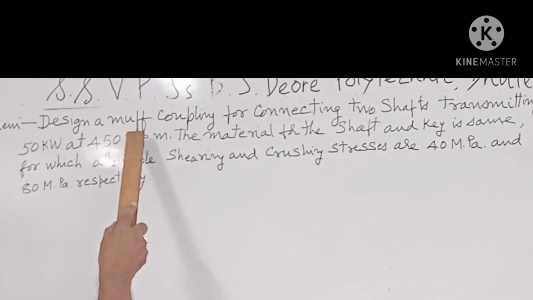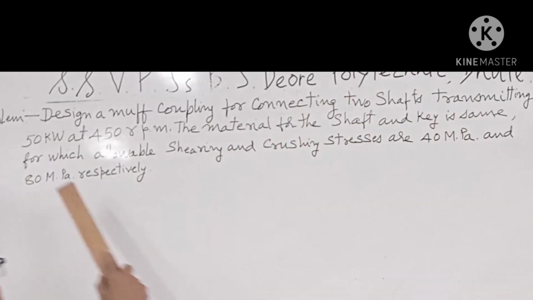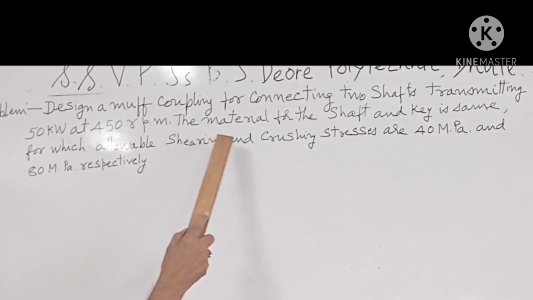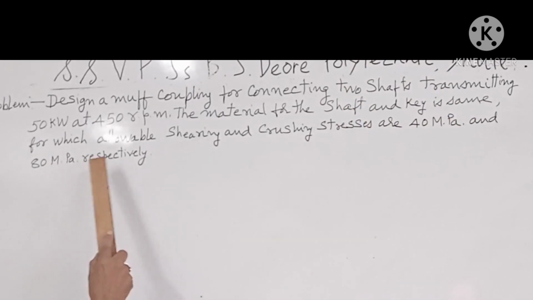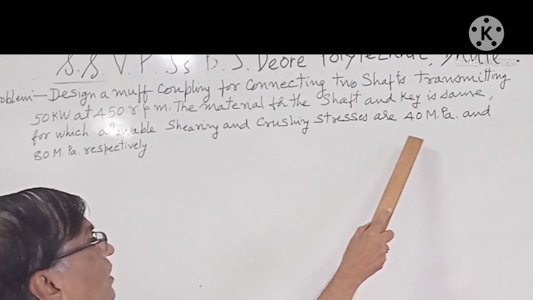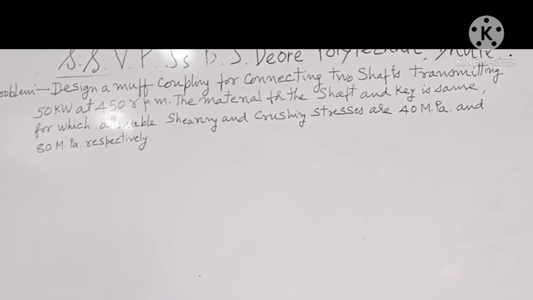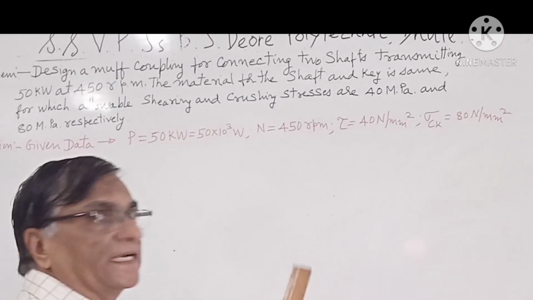Design a Muff coupling for connecting two shafts transmitting 50 kilowatt at 450 rpm. The material for the shaft and key is the same, for which allowable shearing and crushing stresses are 40 megapascal and 80 megapascal respectively. Now first of all we write the given data.